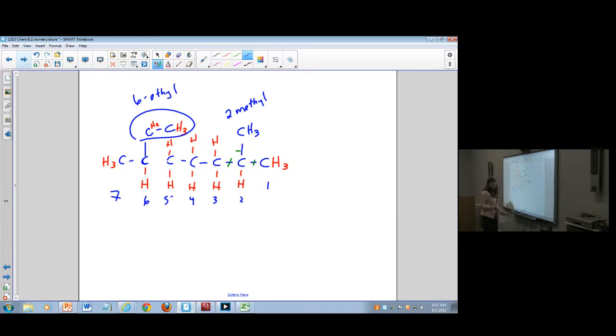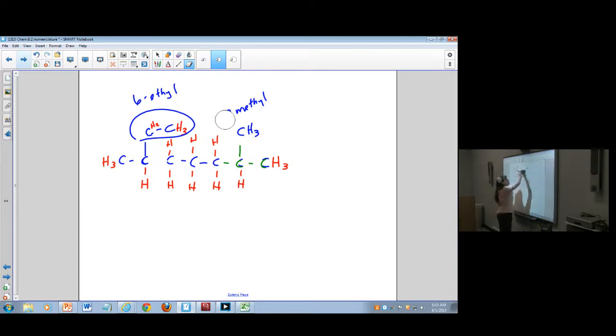And so you'll go to all this work, and you'd come up with a name, and you'd be wrong if you do it this way, because I did not look for the longest continuous chain. The only thing I did right there was count the carbons in the straight chain that I'm looking at, not all possible numbering. And so, let me erase these because they're not right.